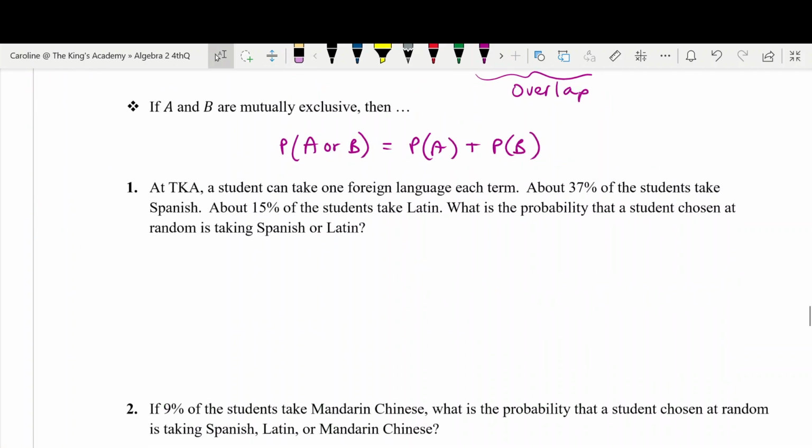So for example, number 1 says at TKA, and I made this up, guys, I don't know if this is true, a student can take one foreign language each term. About 37% of the students take Spanish, about 15% of the students take Latin. What is the probability that a student chosen at random is taking Spanish or Latin? First of all, is this mutually exclusive, or is there some overlap going on and it's not mutually exclusive? It's mutually exclusive based on this word problem, right? So let's write that first. This is our decision that we made before we started.